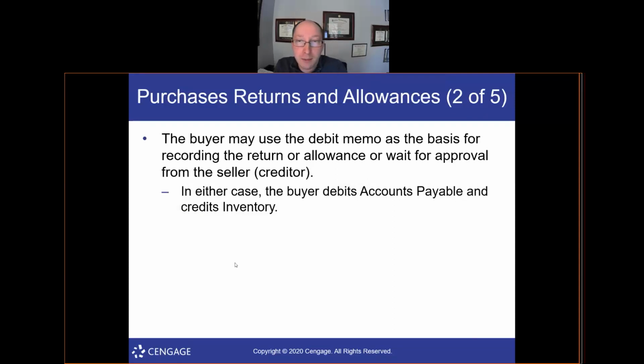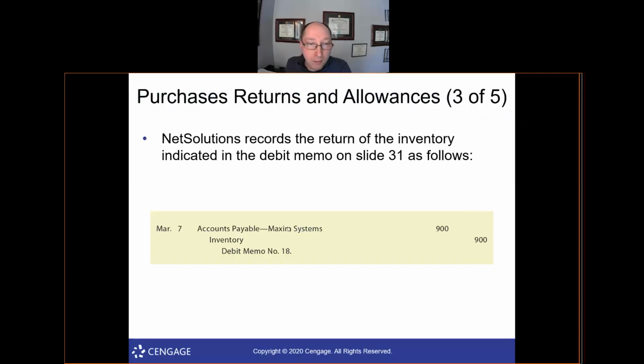The buyer may use the debit memo as a basis for recording the return or allowance approval. In this case, the buyer debits accounts payable to reduce the accounts payable and credits inventory to put it back into inventory. So we debit accounts payable to reduce the accounts payable amount, and we credit inventory to put it back into inventory.